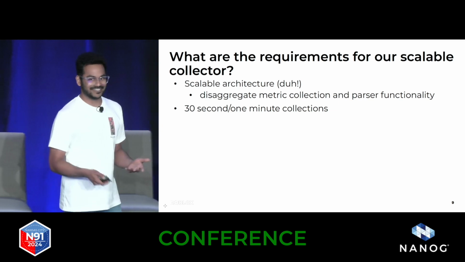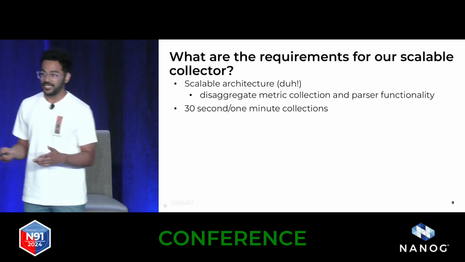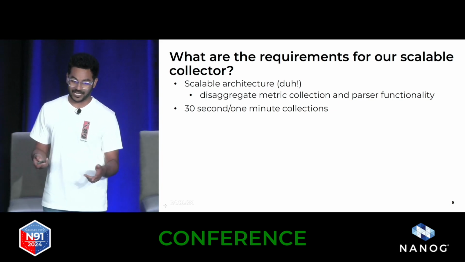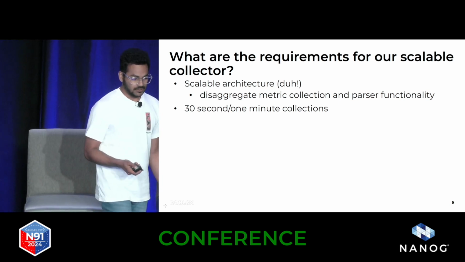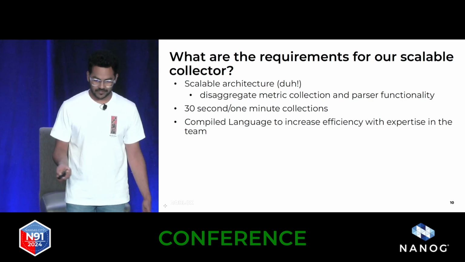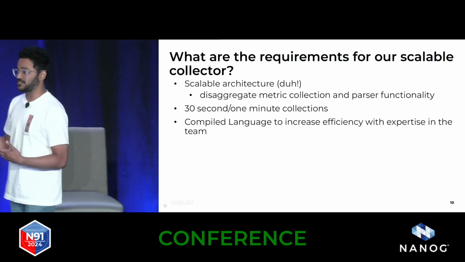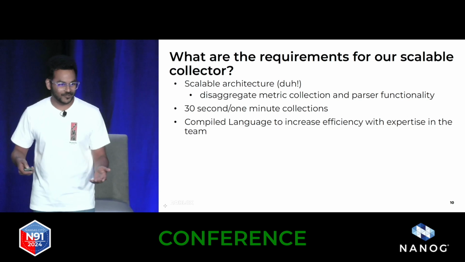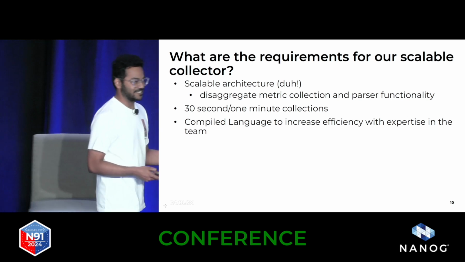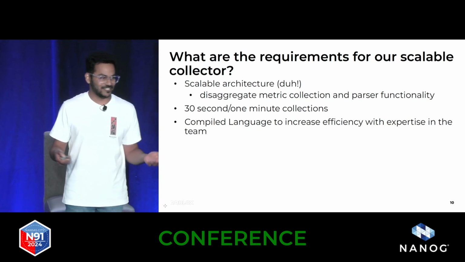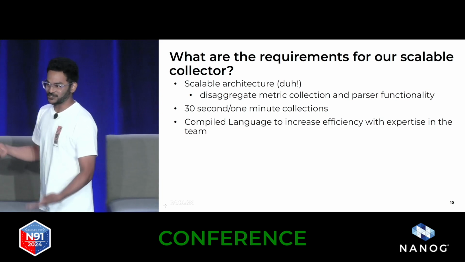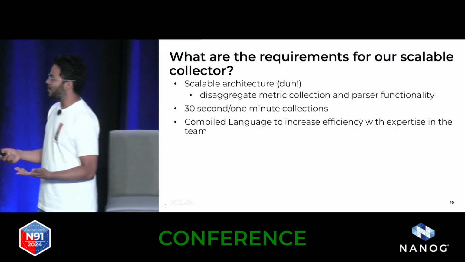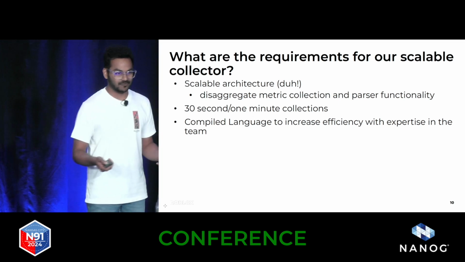What is the second requirement? Well, we need 30-second collections now. In the old one, we were doing 2 minutes. Now this is 4x, and we should be able to handle that easily. Third, we need some kind of compiled language so that we can increase efficiency. But it also means we need expertise in the team to do it. Like, we cannot write in assembly language, just read blogs 101 and start writing that. The team should know how to write in a compiled language.